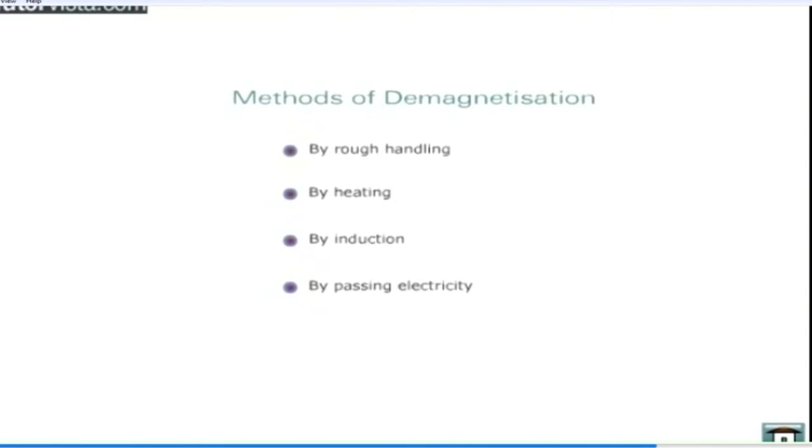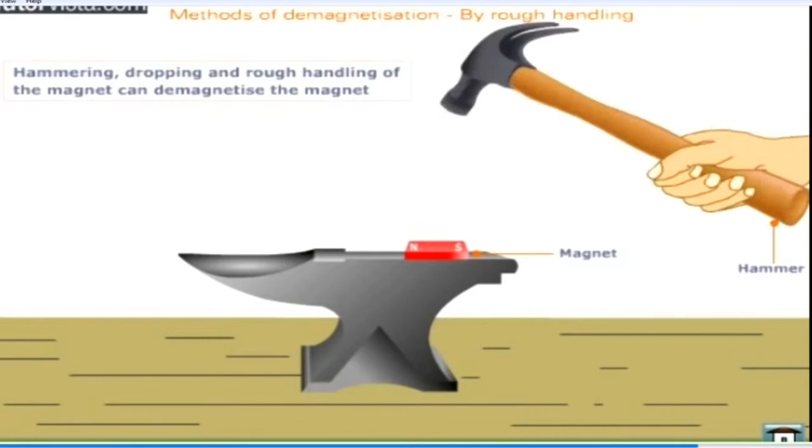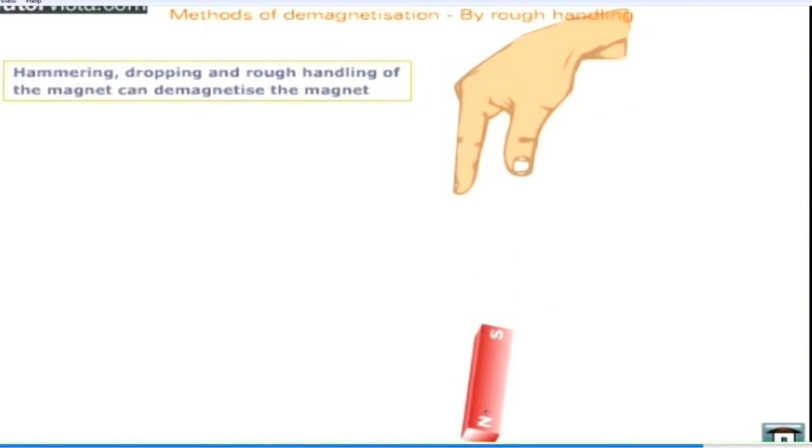So methods of demagnetization, we have rough handling, by heating, by induction, and by passing electricity. So these are four methods, and yet we have seen electricity can also be used in magnetization. So these are some of the methods that we use in doing what? In demagnetizing a material. This rough handling, actually, you take a magnet and then you drop it on the rough surface, so it loses magnetism.